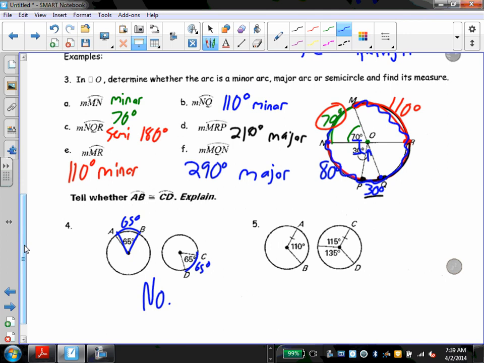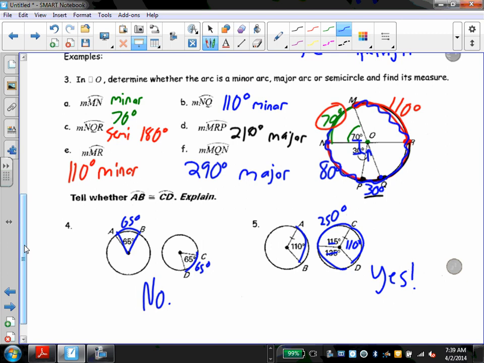This one here, let's see. Well, 135 plus 115 gives us 250. So these combined are 250, which means that there's 110 left over here. I would say the circles look like they're the same size this time. So, since these arcs both have a measure of 110, and the circles are the same size on this one, I would say yes, they are the same.